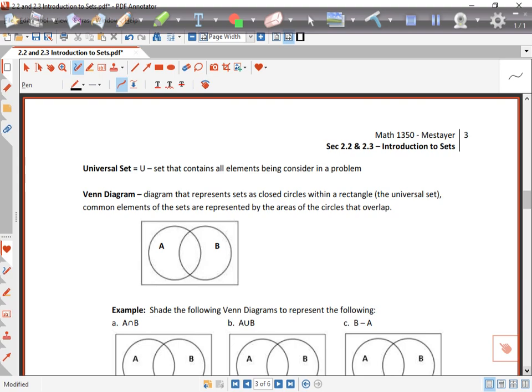The next thing we're going to say, a universal set is a set that contains all elements being considered in a problem. So like if we were talking about the population in Houston, the universal set would be the population in Houston.